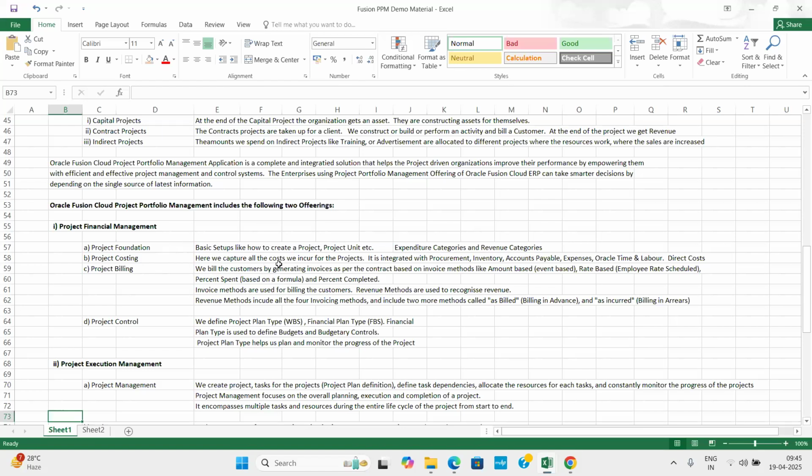Next is project costing. Here we capture all the costs we incur for the projects. It is integrated with the procurement application, inventory application, accounts payable, and expenses, because the entries flow from these modules to the project costing application and the general ledger. These show what amounts you have spent for the project, including the employee related expenses.